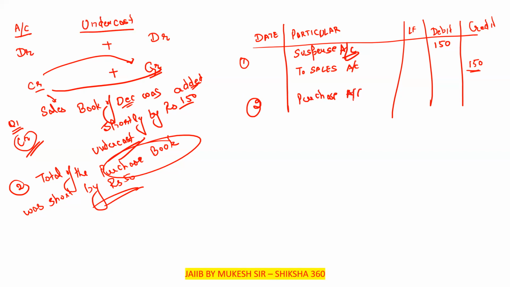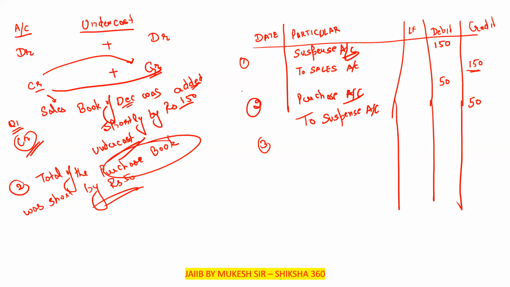Purchase account. How much basically we have to debit purchase account? That is basically it is short by 50. So basically we have to debit purchase account by 50, to suspense account. Clear? So suspense account basically we have to credit by the same amount. Now move to the next one.